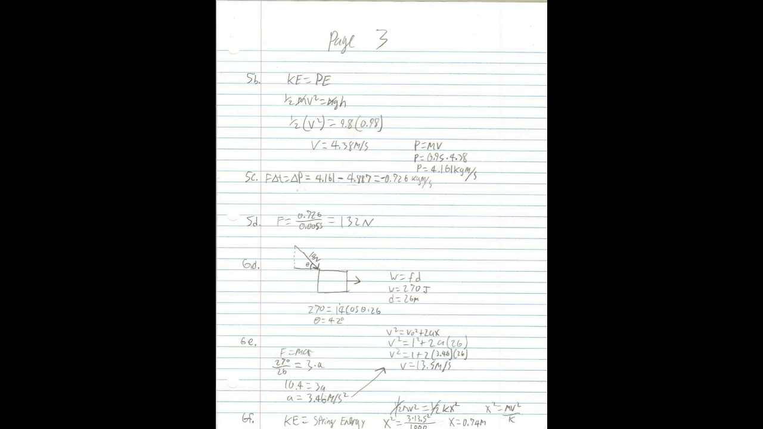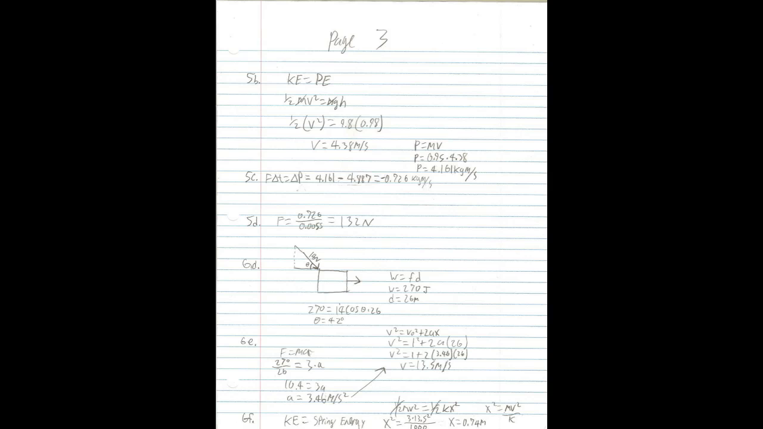So E asks, if the block started at 1 meters per second, how fast was it going at the end of the 26 meters? So to solve this, you just use the kinematic equation, v squared equals v naught squared plus 2ax, and you don't have a, so you have to use F equals ma since you have the force and the mass. So you end up getting 3.46 for a, then you plug that in and you get the velocity equals 13.5 meters per second.